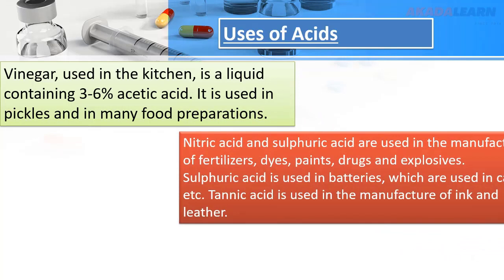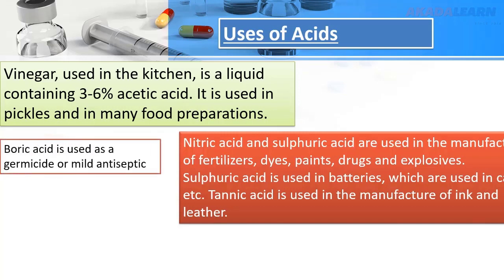Now, nitric and sulfuric acids are used in the manufacture of fertilizers, dyes, paints, drugs, explosives. Now, any chemical that is used for a wide variety of purposes, we refer to such chemicals as heavy chemicals. Sulfuric acid is also used in batteries, which are used in cars, while tannic acid is used in the manufacture of ink and in leather making.